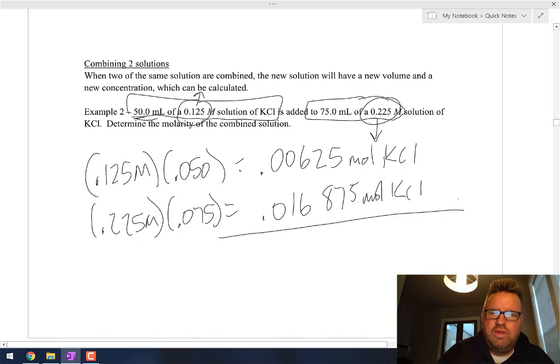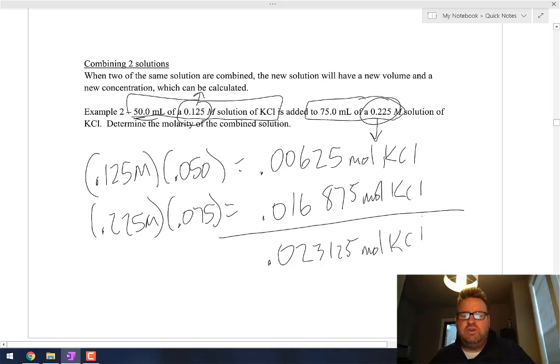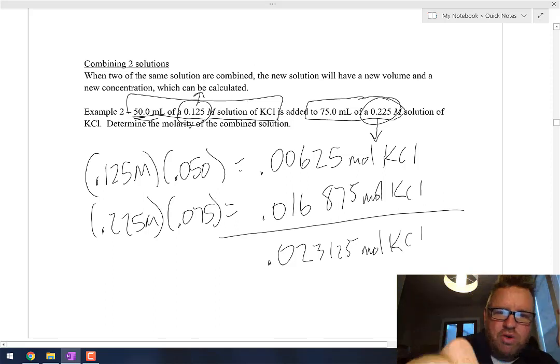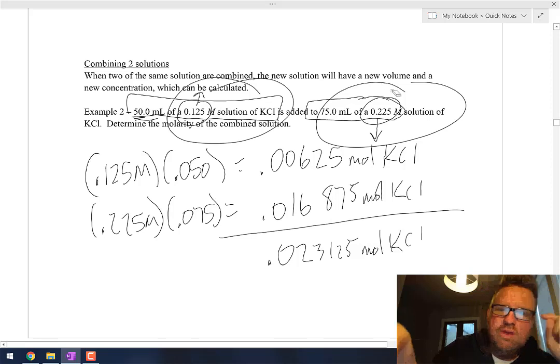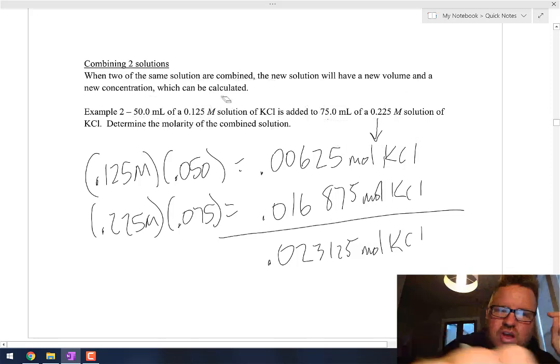I don't know, but I'm going to add them up. So that plus 0.00625 equals 0.023125. Again, not worried about significant figures. Okay, so 0.023125 moles of potassium chloride is how many moles I have all total between this solution here and this solution here. Okay, and so what's my concentration of that solution?